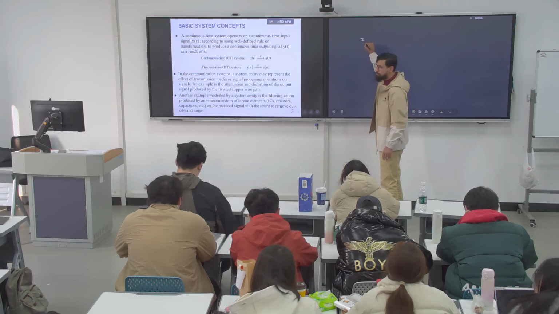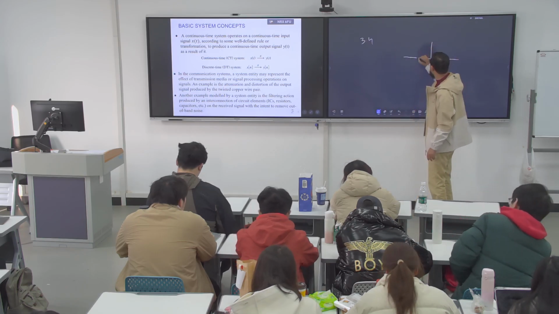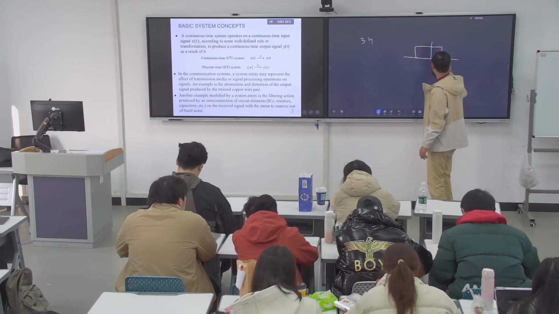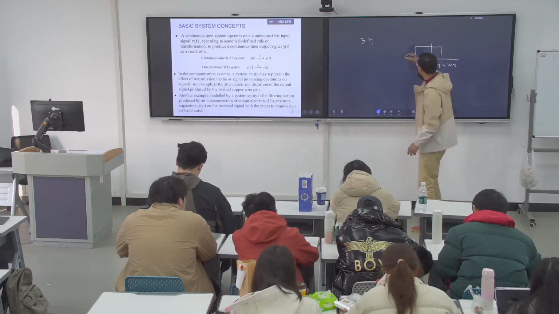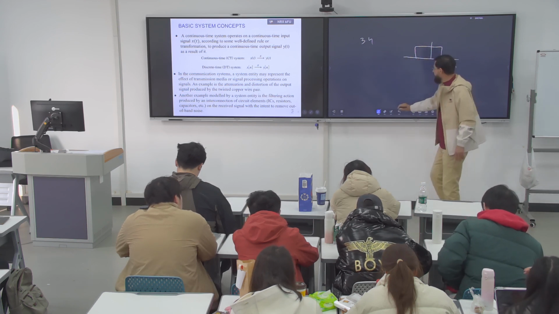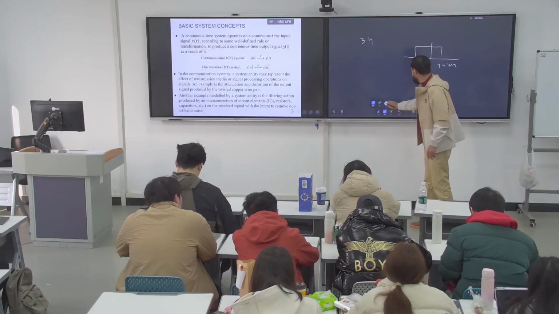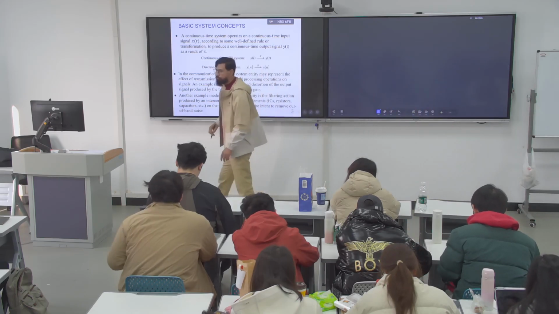3.4 kilohertz, right? So you design a filter with the cutoff frequency max at 3.4 kilohertz. That's it, right? Whatever extra frequency is, it will get removed. Right? So you can say a filter is also a system, right?